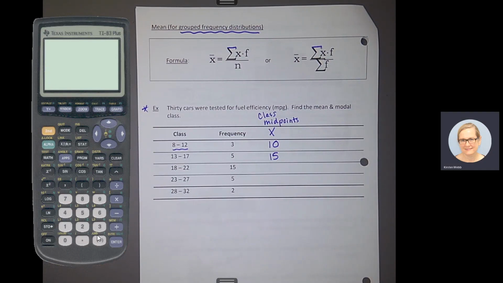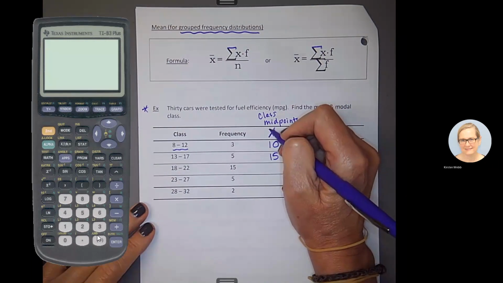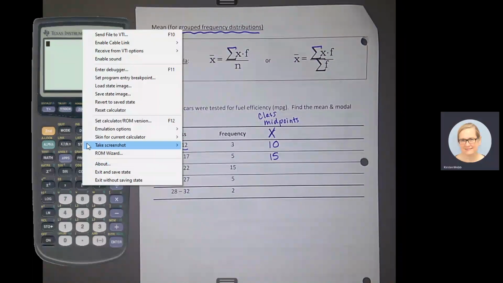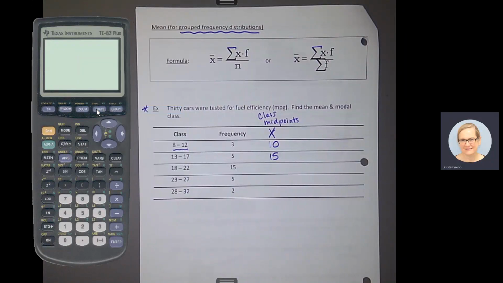Give me a minute to try filling in the rest. If you're having any trouble figuring where we're getting these mystery numbers from, you might remember for class midpoints, you add the limits and divide by 2. Like 8 plus 12 makes 20, divided by 2 makes 10.